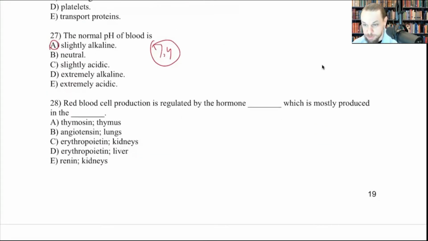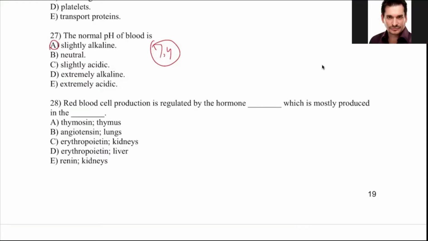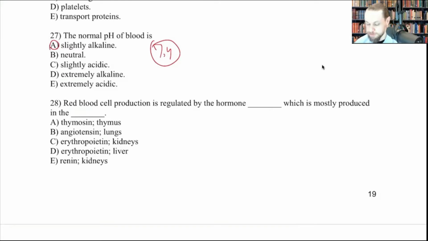Okay, we're going to go to number 28. I'm going to start back, I think, since no one else is raising their hands. We're going to go back to Ian. Red blood cell production is regulated by the hormone erythropoietin. I don't know how to pronounce this. Erythropoietin, yeah, and that is correct. C is the correct answer.